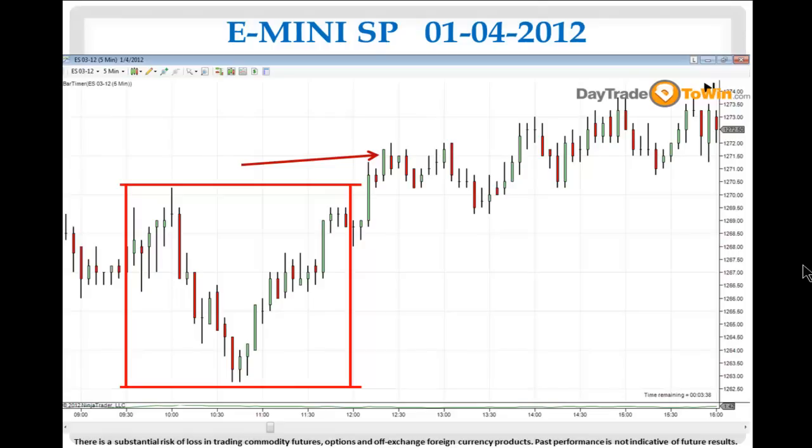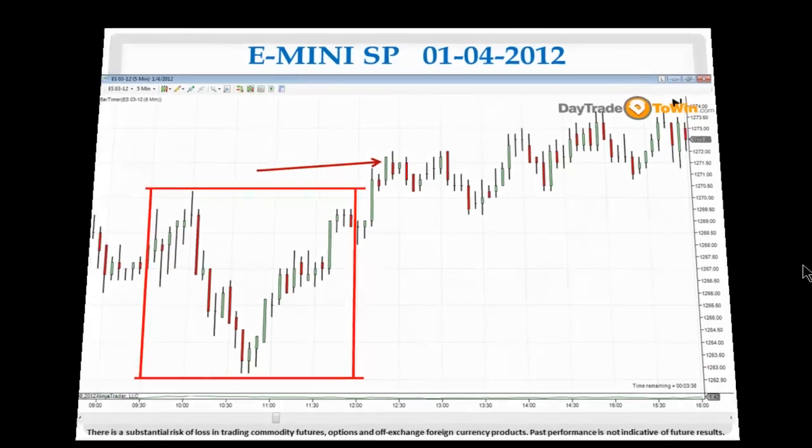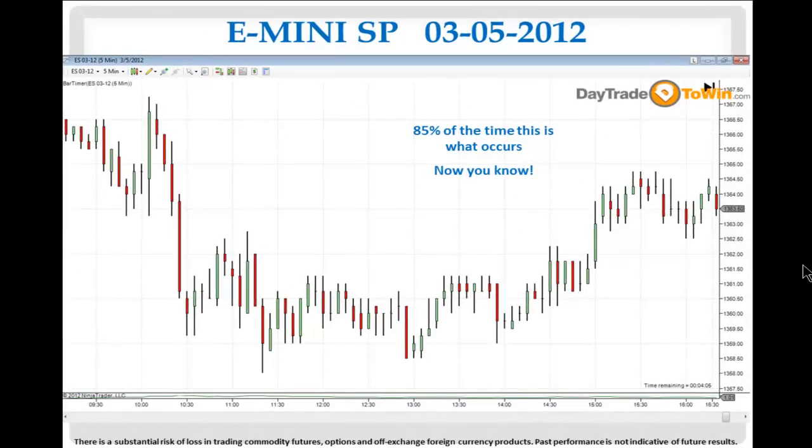This only occurs when markets trend. And if I can get in as early as possible into this trend, I have a leg up prior to most traders looking at it as the trend is probably over. Okay? Now this is January 4th, 2012 on the E-mini S&P. All right, Katie?